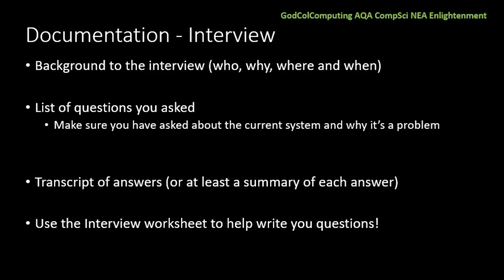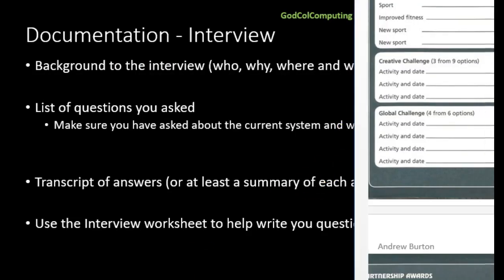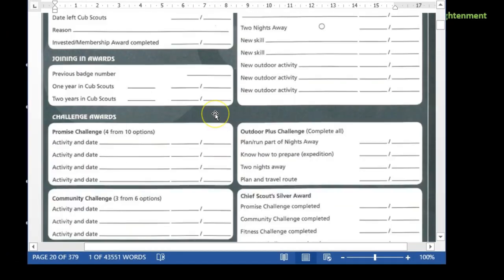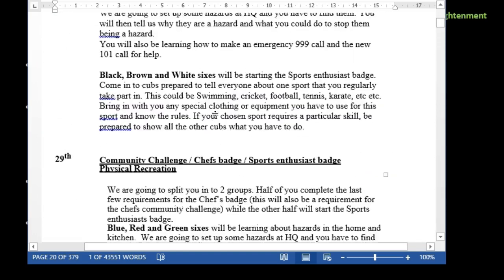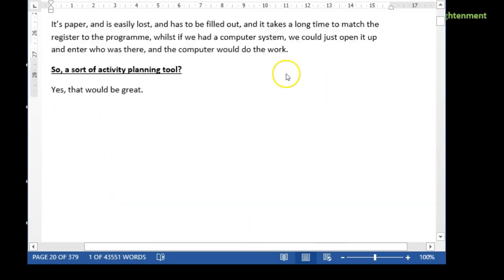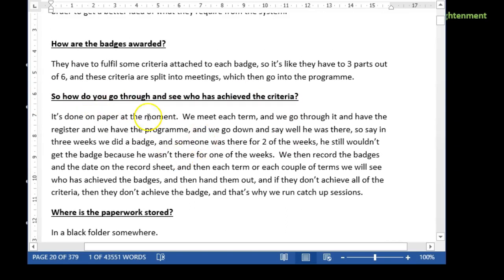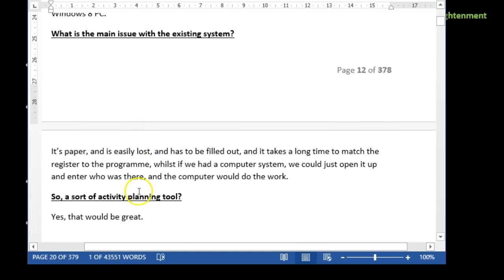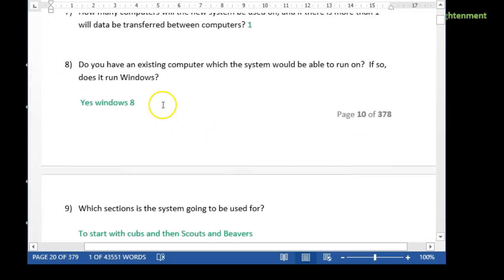If I cut back to this scouting project, you can see that the student here did create an interview and actually had specific questions and put a full transcript of the answers given. It was pretty thorough. So where are we? Yep.